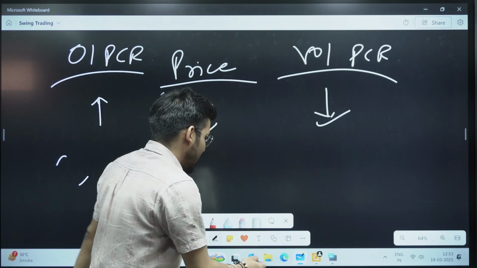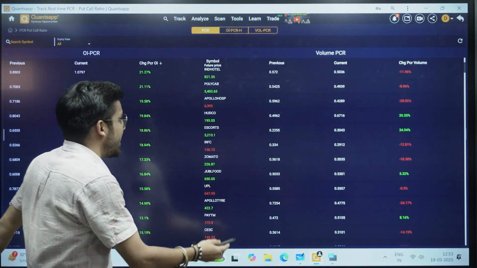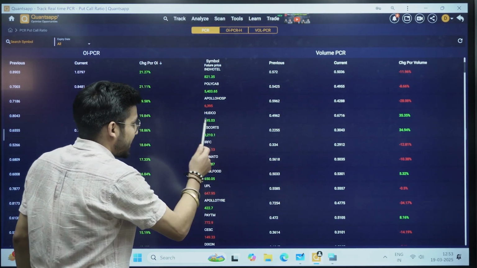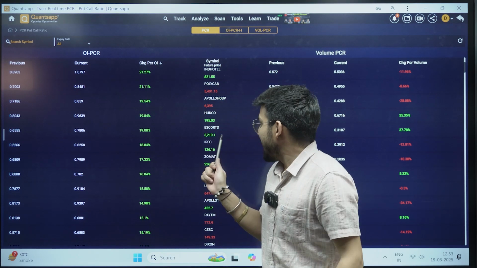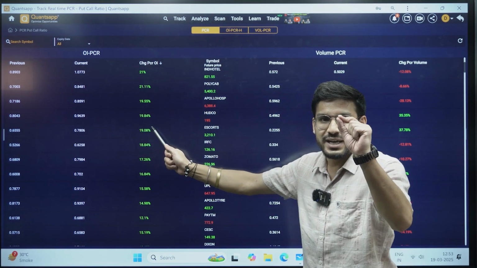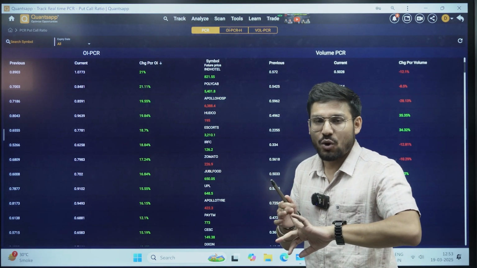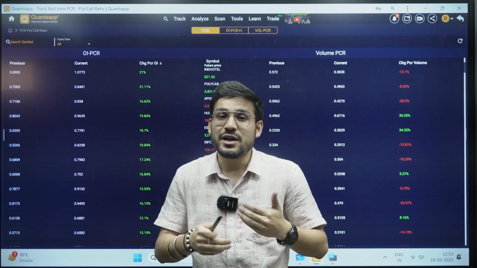And again, I'll show you the Quensep application. So here you can see the volume PCR again, right? I have taken an example of Escorts. In Escorts, I was analyzing the OI PCR was increasing, right? So the price will increase. Now the other confirmation is the volume PCR should be decreasing. Okay, so that will give us a confirmation.